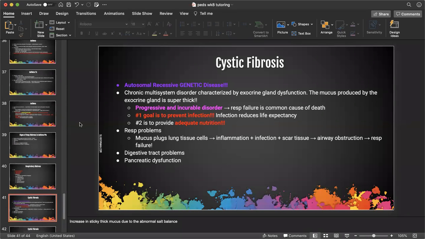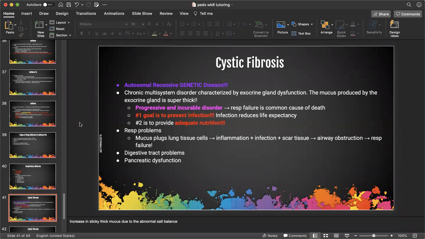And then cystic fibrosis. It's an autosomal recessive genetic disease. It's a chronic multi-system disorder characterized by exocrine gland dysfunction. So the mucus produced by the exocrine gland is super thick. It's progressive and it's an incurable disorder. So respiratory failure is a really common cause of death with these patients.